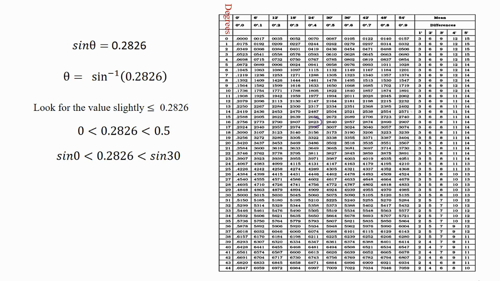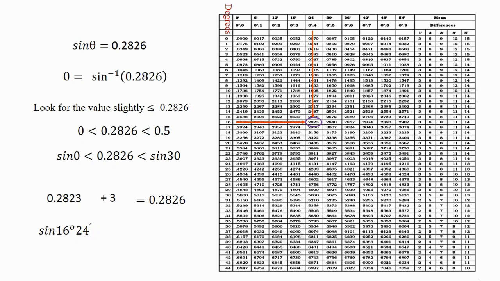Now student, here I observe the value which is slightly less than or equal to 0.2826, which is 0.2823. This value I observe along the 16 degree row under 24 minutes. So I mention it over here, sine 16 degree 24 minutes. But my requirement is 0.2826. So I need to add 3. That gives me 0.2826.